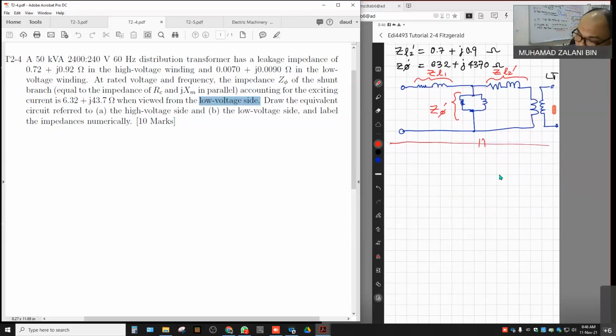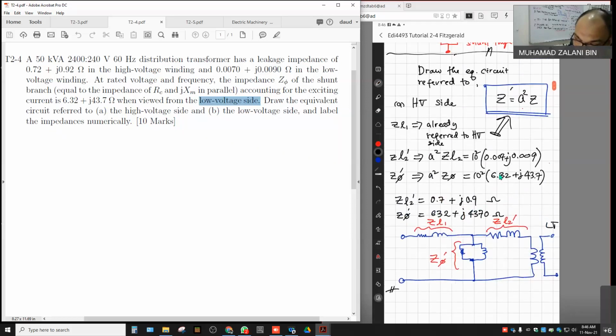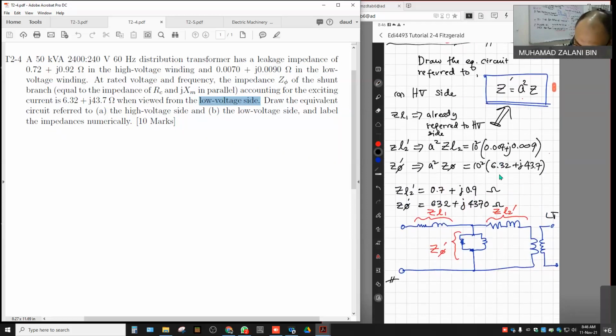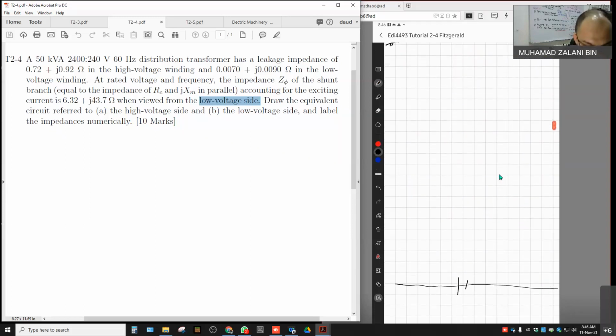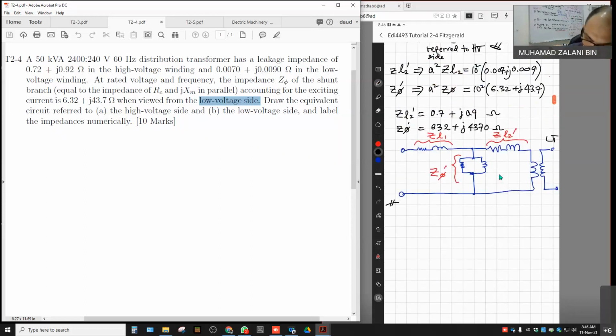I did not change the values. So basically you can just substitute all the values given, which is for the turns ratio here, this one is 10, this one is 1.